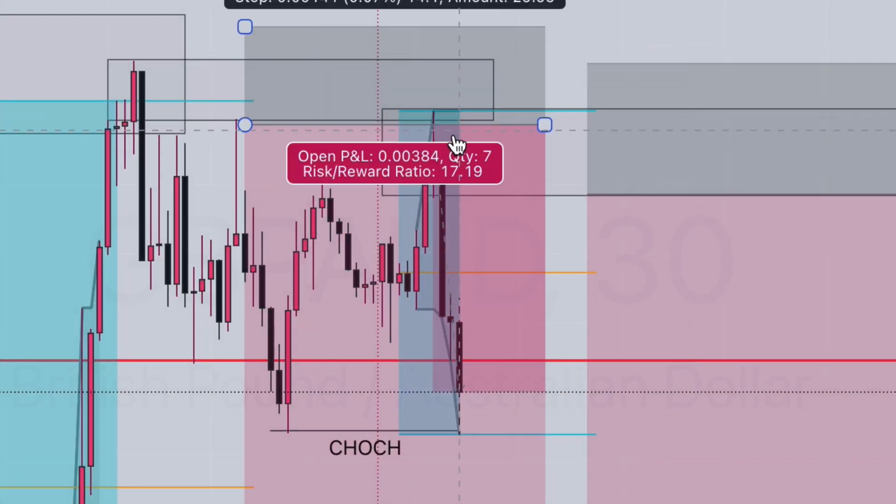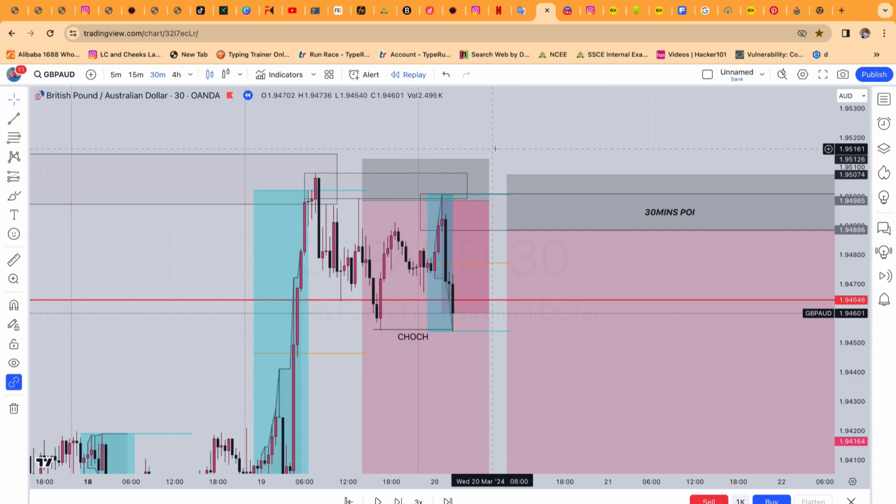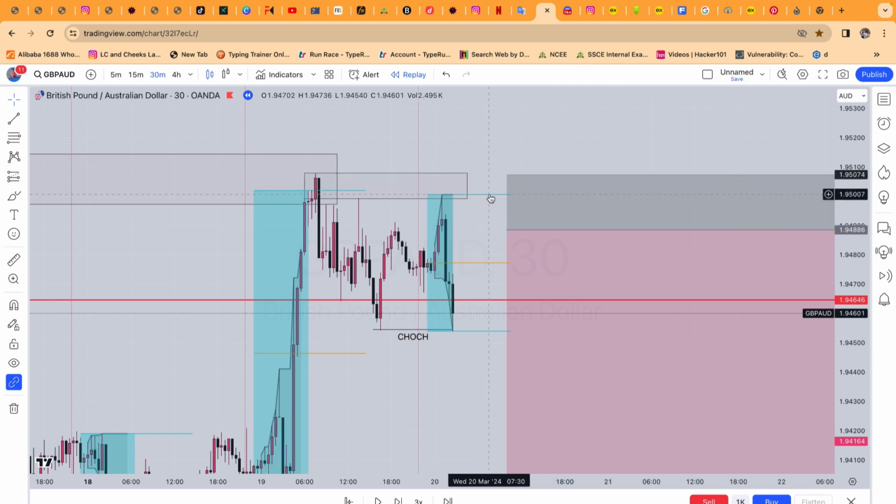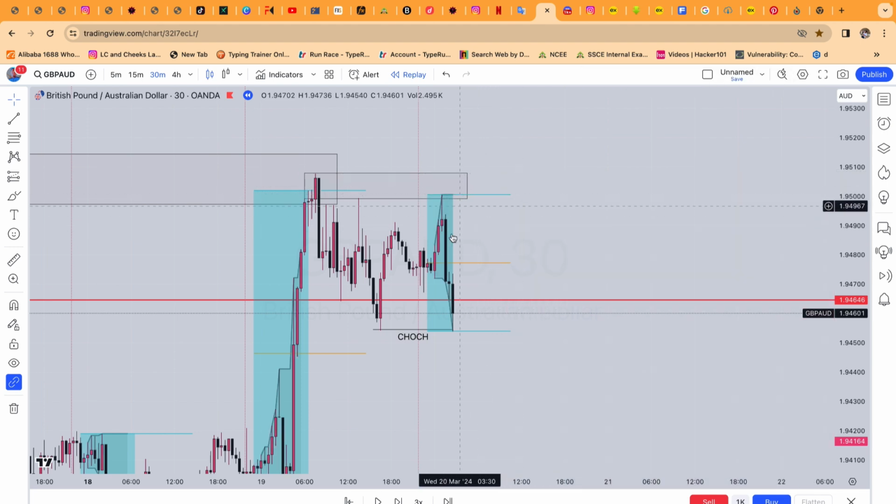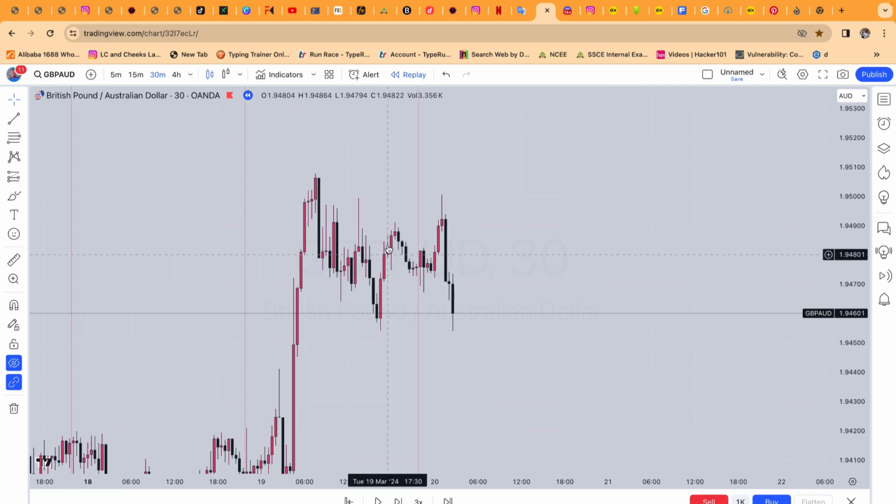You can see this candle formation, right? You can see this candle formation, this one here, this one here. So let me take the whole of these during this Asian session. Let me take everything out, but you see this candle formation.